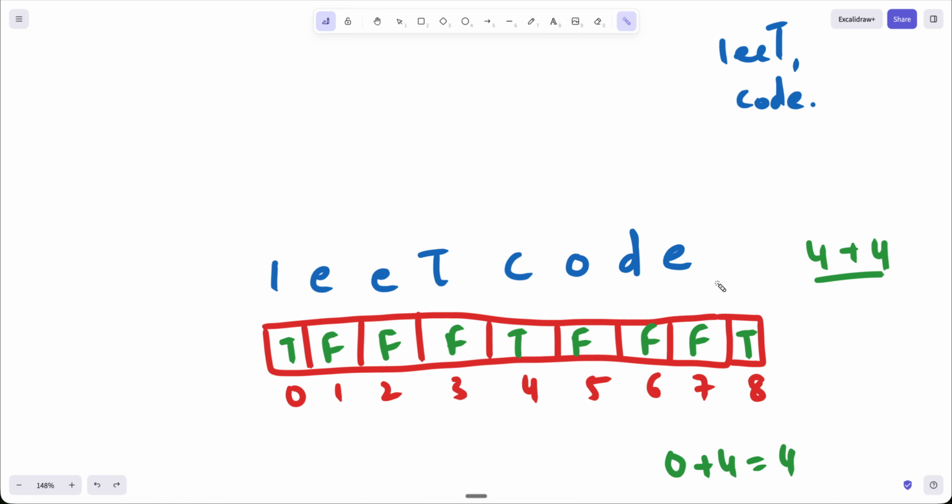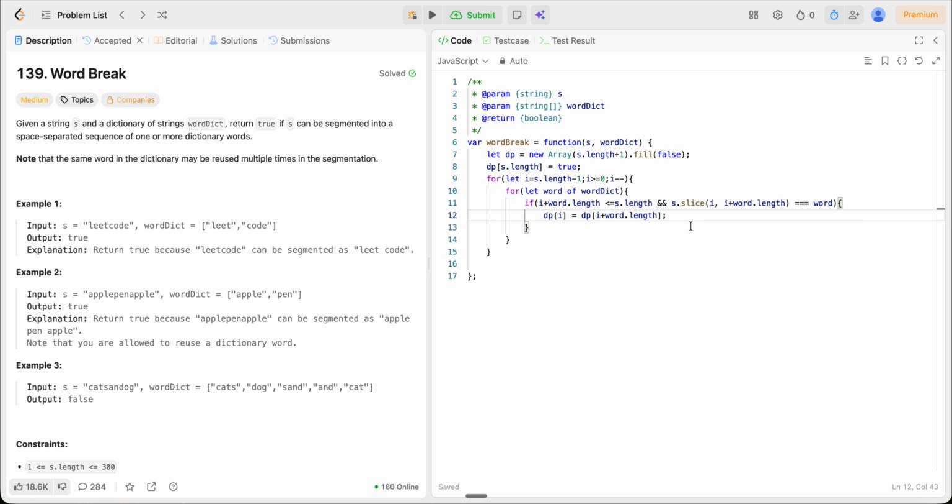At this position, when I was updating my value, I was checking index plus word dot length. That was nothing but 0 plus 4. There was a possibility of a word from the fourth index till the end. That's the reason I'm marking it as true. And if I have found a word which is possible from index i to index i plus word dot length, then I can break this condition. I don't have to check the further words.